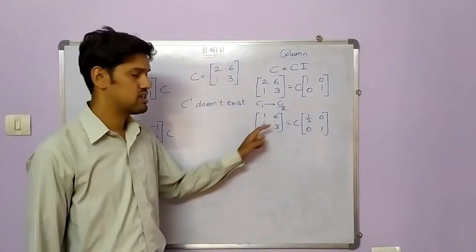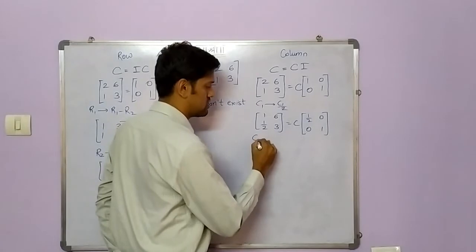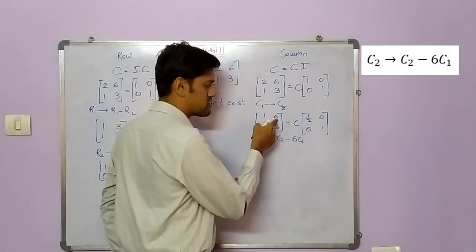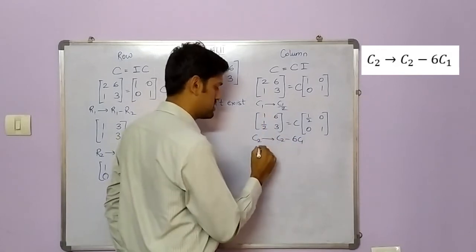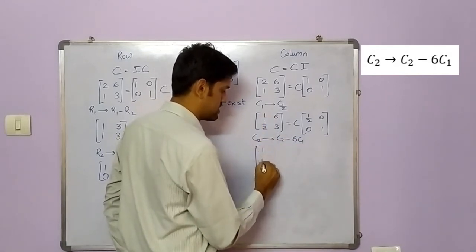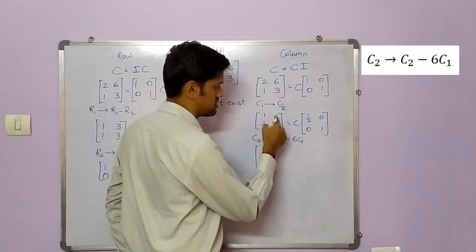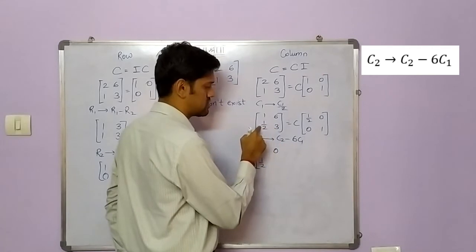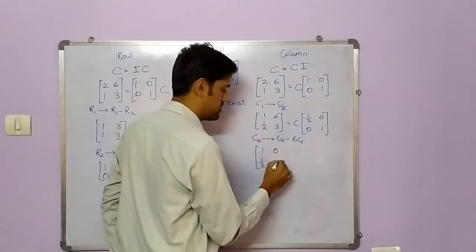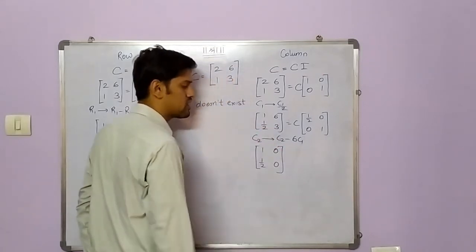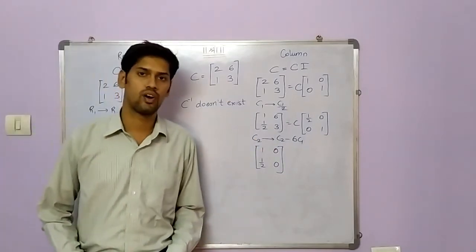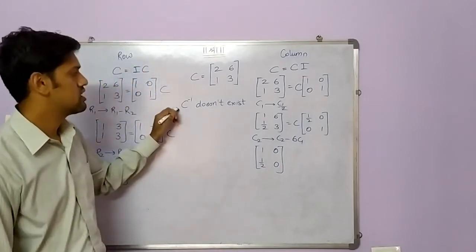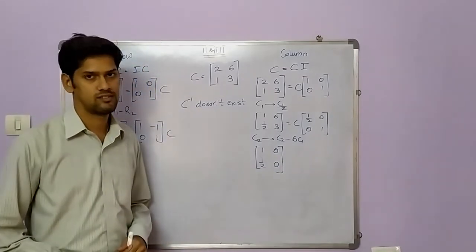Now I have to make this as 0. So what I will do is second column is equal to C2 minus 6 times C1. 6 minus 6 times 1 will get me 0. First column as it is. Second column is 6 minus 6, 0. This will be 3 minus 6 times half will be minus 3. 3 minus 3 will be 0. The moment I get all zeros in any of the column, the procedure will stop there and we will conclude that inverse of the matrix does not exist.